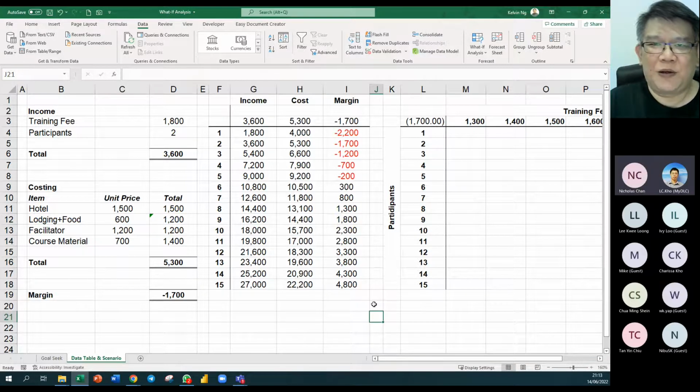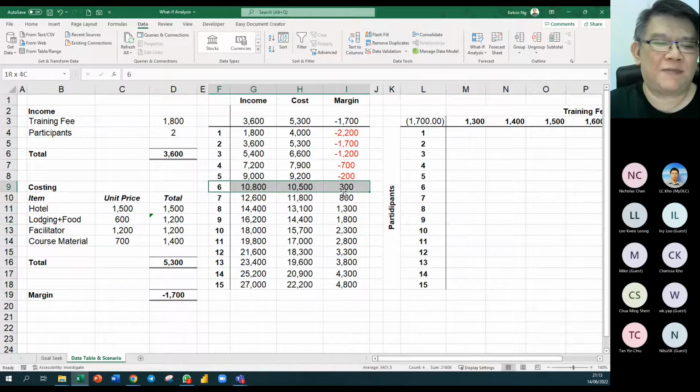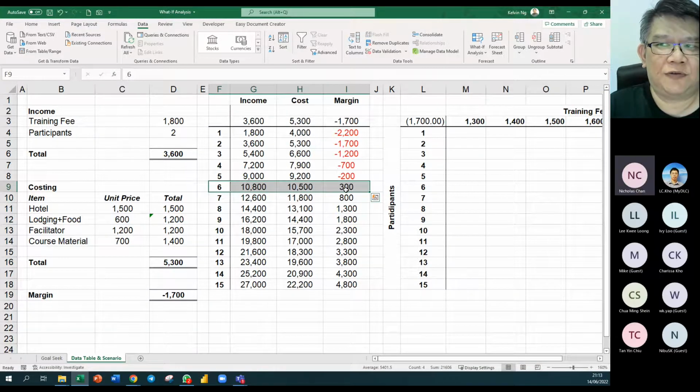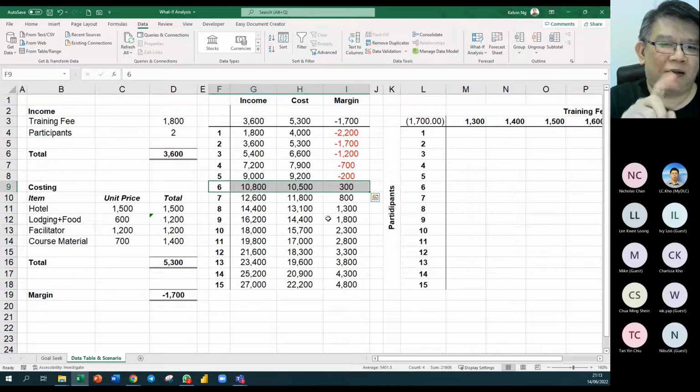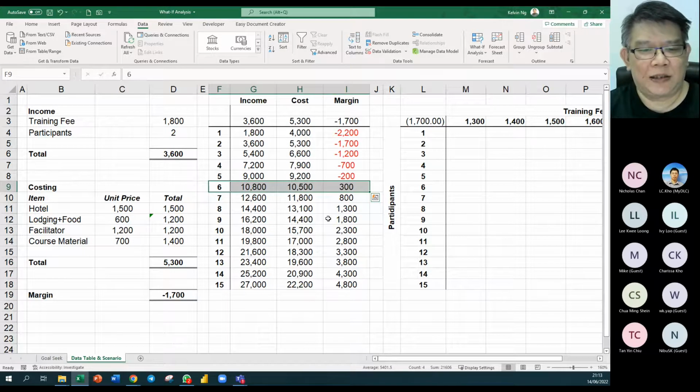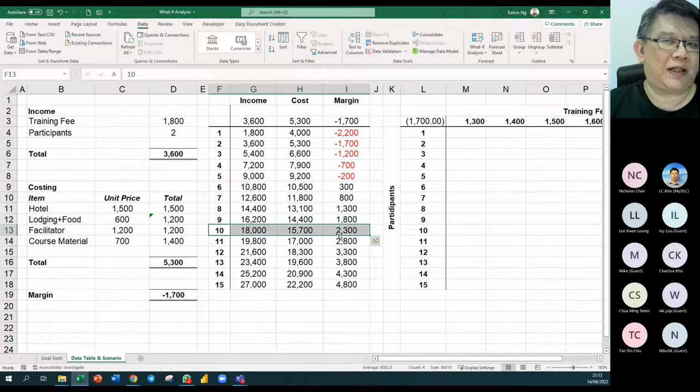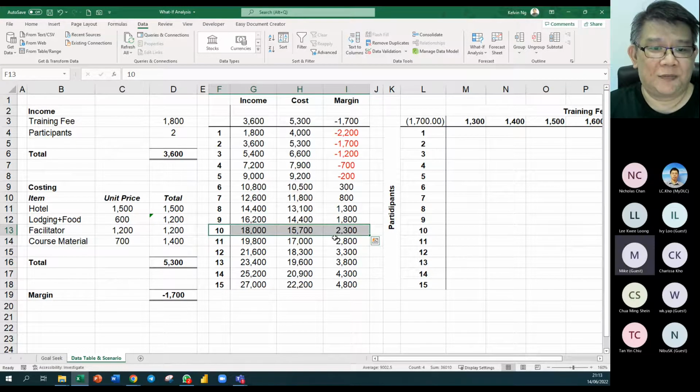Of course when we run the business, we don't just give the target to my staff and say, oh, 6 people, 6 people. No, we want to make sure that we are able to earn a minimum margin. Let's say I want to earn a minimum of 2,000 for one class like this. That means I must have a target of 10 people per class. Then it's worthwhile to run the class if I have 2,000 profit per session.